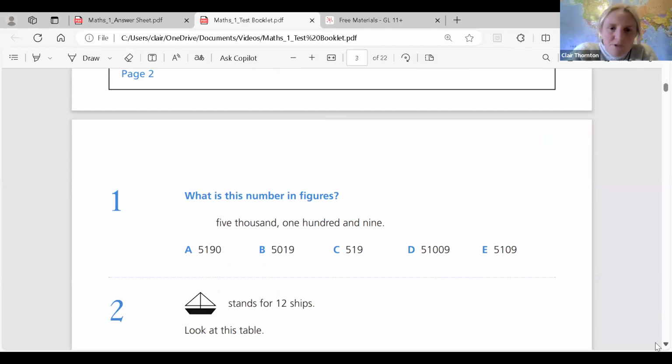5,109. Okay, so hopefully I should be able to work out which one of those it is. And I'm obviously going to go for 5,109, which is going to be E. Okay, so I'm going to answer E in that.